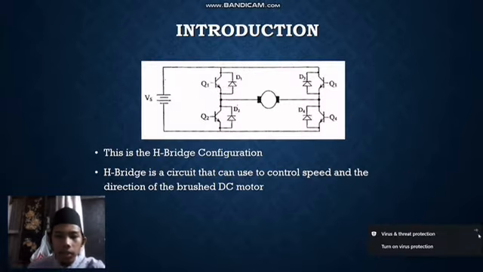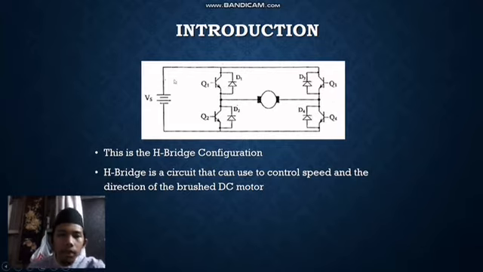The introduction. This is the H-bridge configuration. Why is it called H-bridge? It is because the shape is a bridge and the shape is an H shape, and the motor is in the middle. H-bridge is a circuit that can be used to control the speed and the direction of the brushed DC motor.